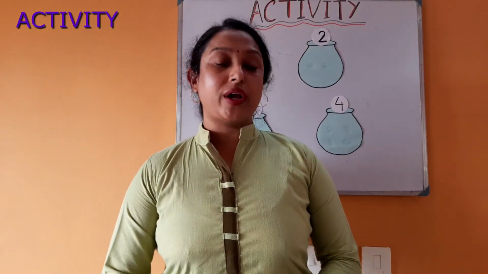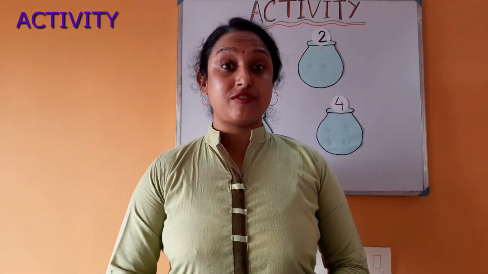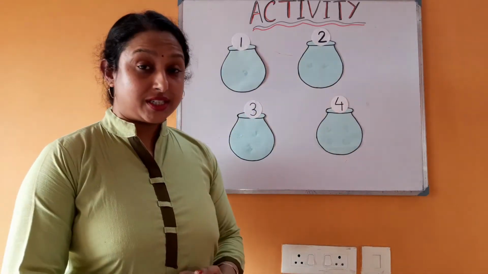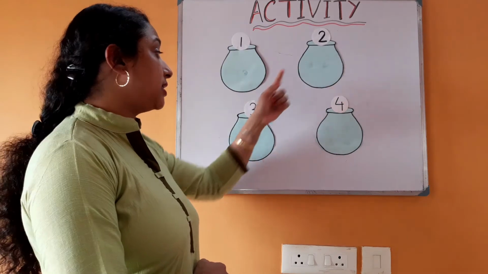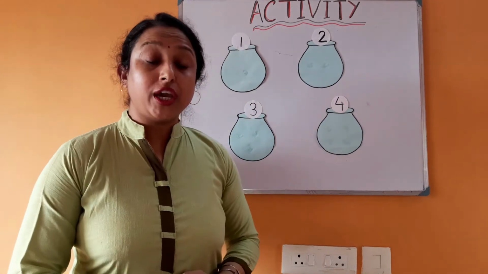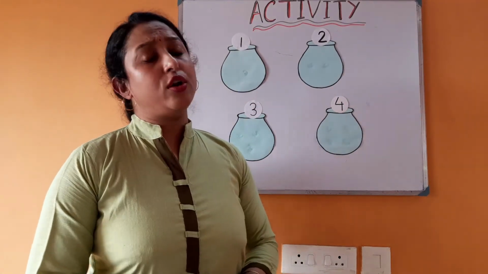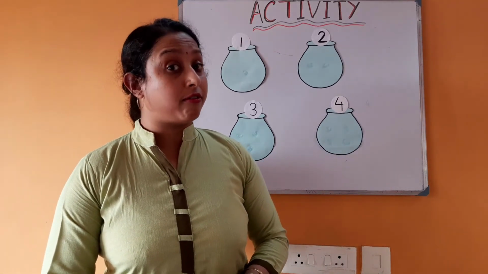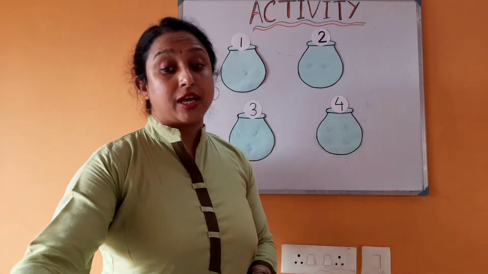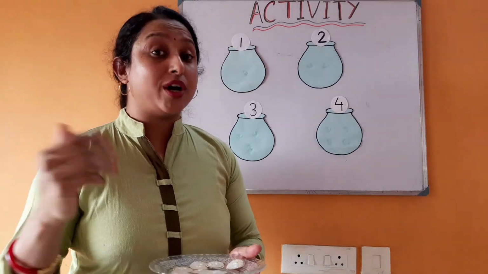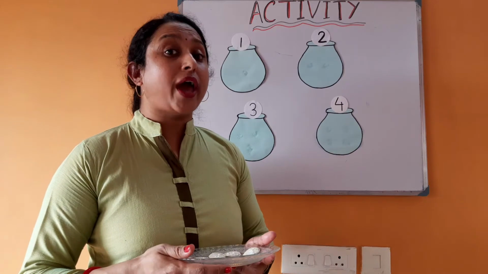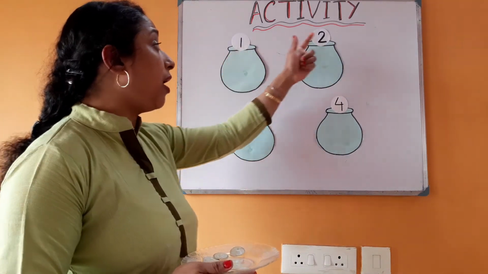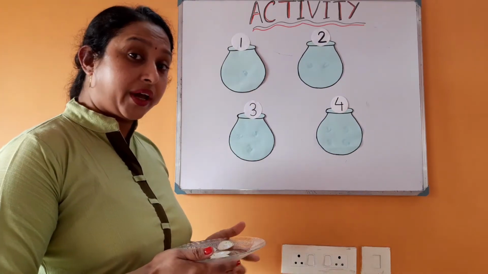Children, now we are going to do an amazing activity. Look at over here. There are some jars and every jar is labeled with a specific number. And we all know very well that each number has its own specific value. So I have some cookies over here. Now what we have to do in this activity? We have to put the cookies inside this jar according to the number. Okay, so let's begin.